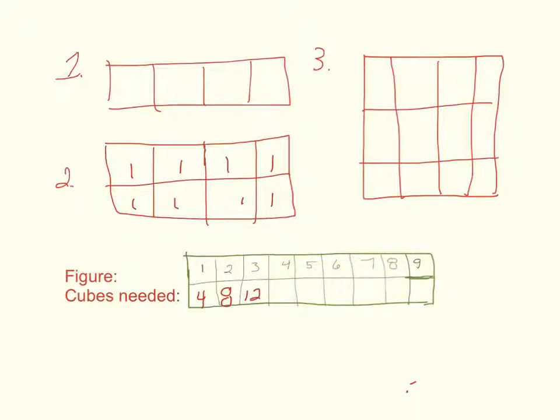12 boxes. Okay, now I've got a question to ask you. I want you to try and figure out what figure number 4 would be like, based on using the information that I have right here. Okay? Go ahead and figure out 4, 5, and 6. Go ahead and pause the video and do that now.